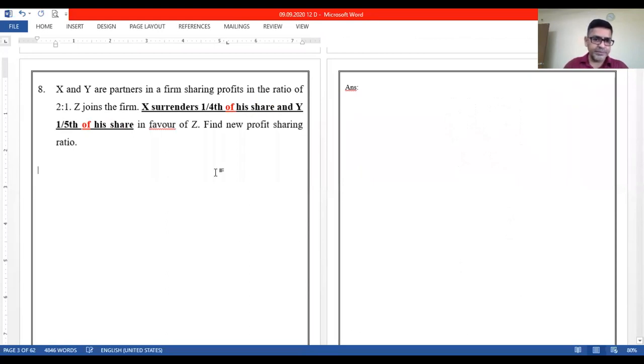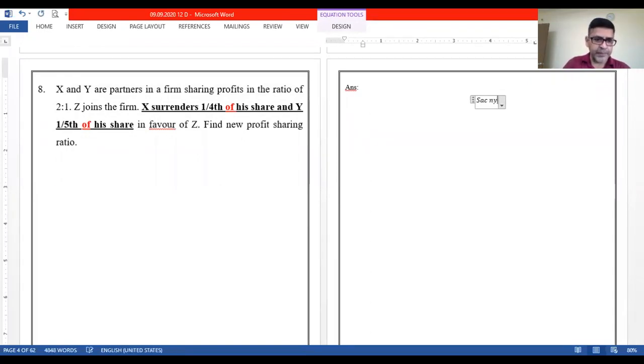Let us continue with the next sum. X and Y are partners in the firm sharing profits in the ratio of 2:1. X surrenders 1/4 of his share and Y 1/5 of his share in favor of Z. Okay, so this is already known to us. 'Of' is there, so we need to multiply and get the sacrifice. In the previous sum, it was 'from'. So 'from' itself directly indicates that this is the sacrifice share. For the calculation of the new share, we directly deducted that. But the same case is not over here. We will have to calculate the sacrifice, right?